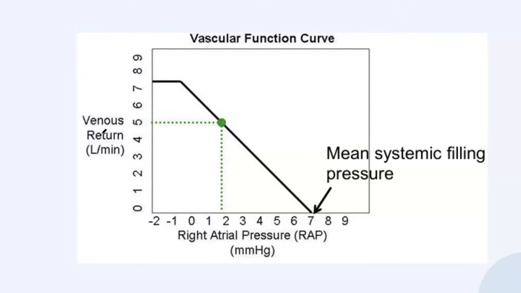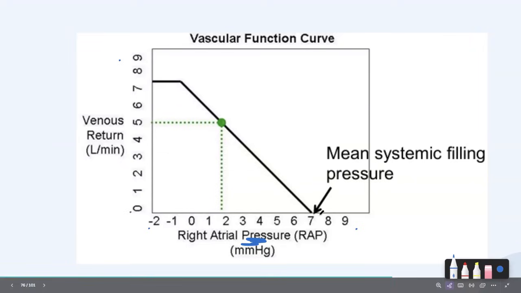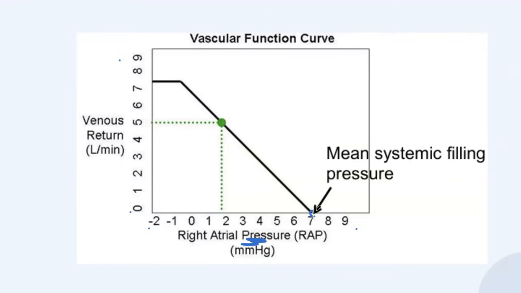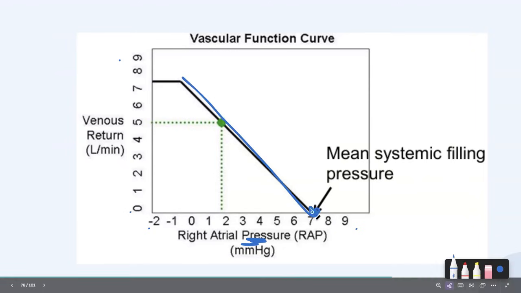First of all, I want you to look at the axis. On the x-axis, you have right atrial pressure, which ranges from -2 to 9, and you have venous return, which ranges from 0 to 9. Okay. The mean systemic filling pressure here is 7. If you want to look at what the mean systemic filling pressure is, you go to where this curve ends on the x-axis. Right atrial pressure here, it ends at 7.